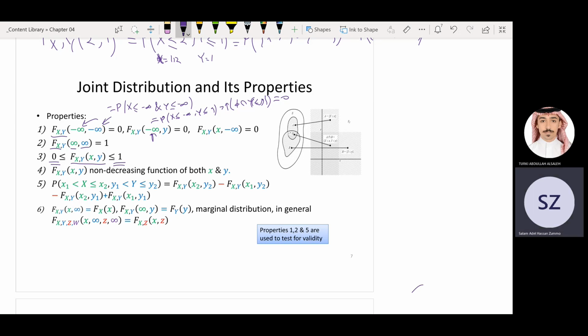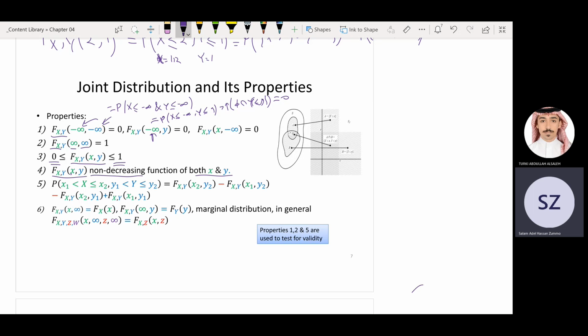Now, also F_XY(x,y) is a non-decreasing function in both x and y. So if I fix y and increase x, it either increases or stays the same, because fixing y and increasing x means that I'm including more events in x, right? Which will either increase the probability or keep it the same. Similarly, if I fix x and I increase y, I am including more events, right? And hence either the probability will increase or stay the same.